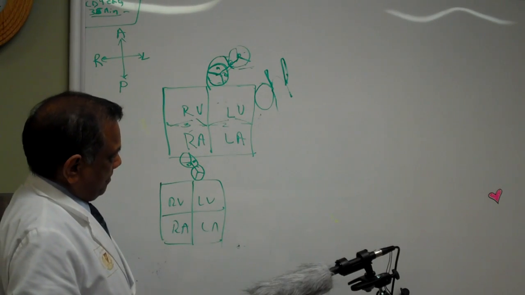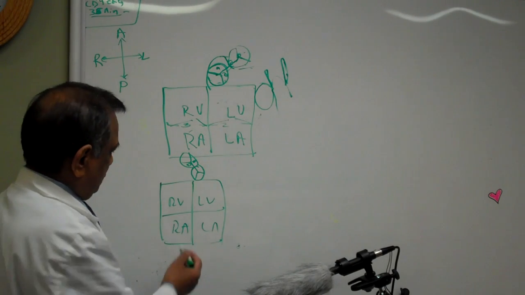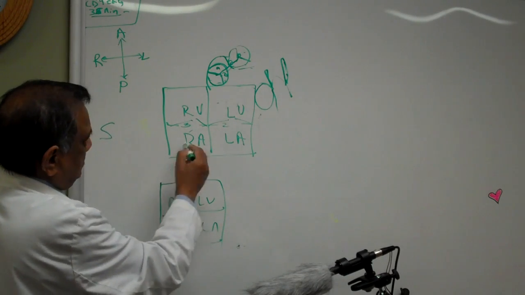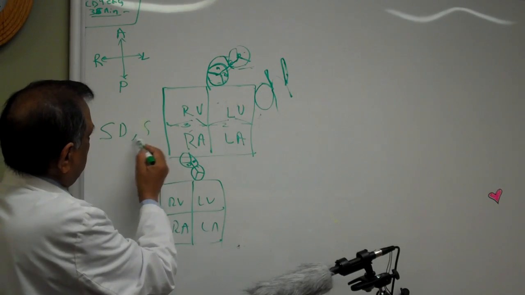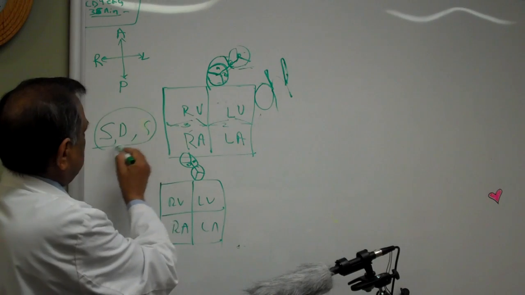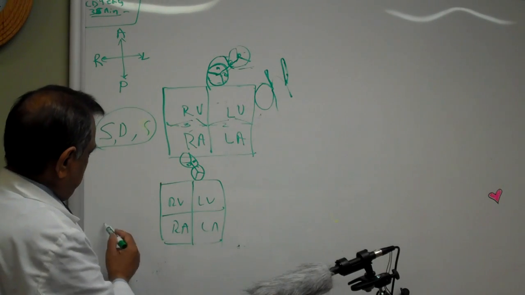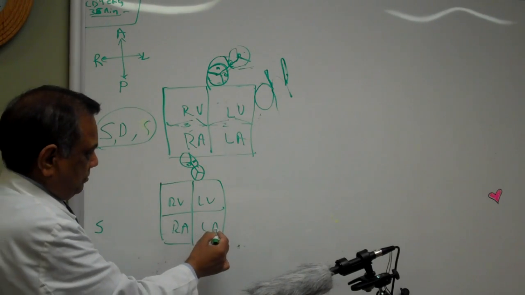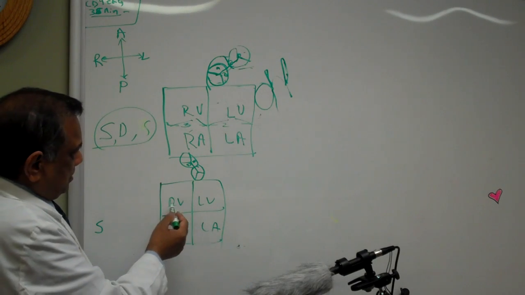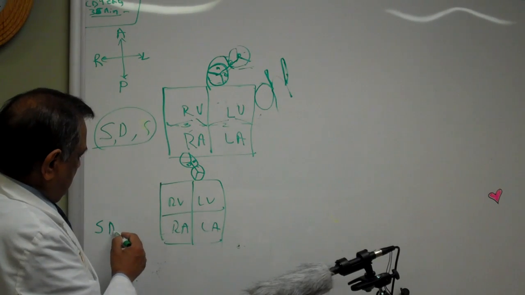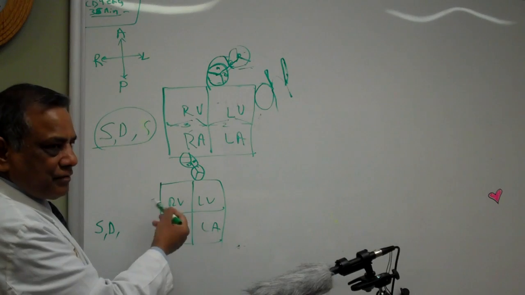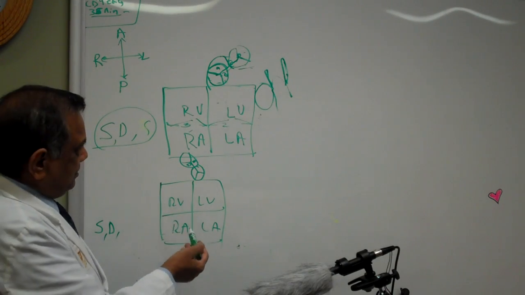So what is this now? We can write here Situs Solitus, D loop, Solitus connection of the arteries. So SDS is the normal sketch. We can write here Situs Solitus, correct, normal atrial position. And here ventricles, D looping because RV is on the right side, LV on the left side.